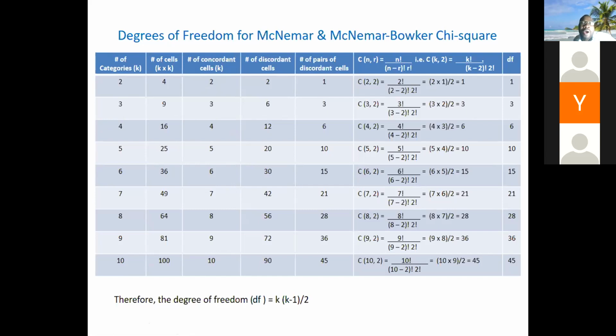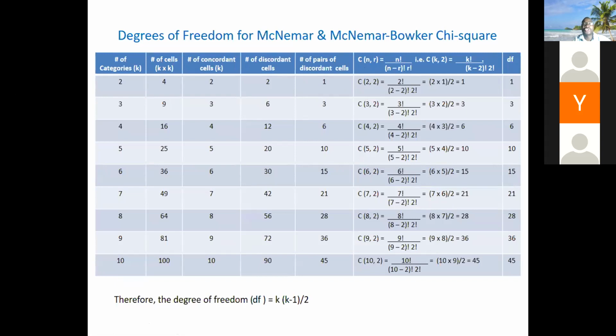Then the number of discordant cells will be, can you see here? It's not going to be double. As you see, it's the same thing with this one. This one is double. So the number of discordant cells, then the number of pairs of the discordant cells. The reason for this is for you to know the number of pairs of the discordant cells. That is the logic behind this calculation here.